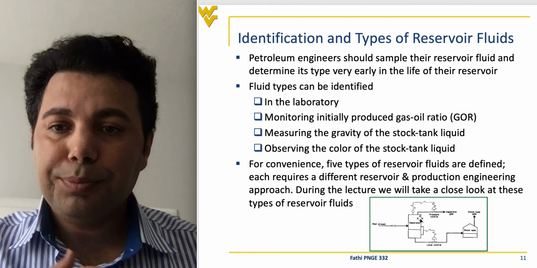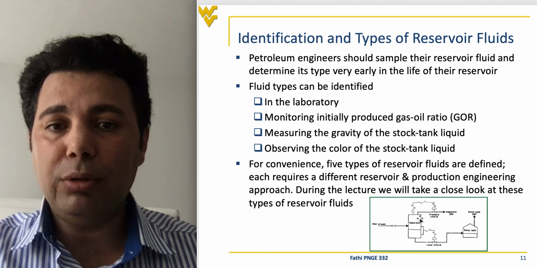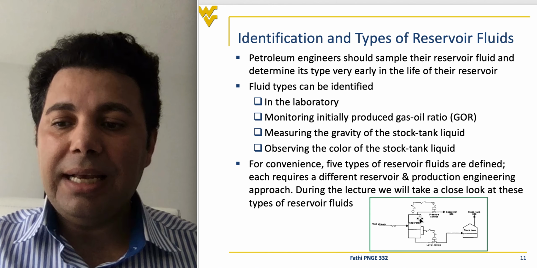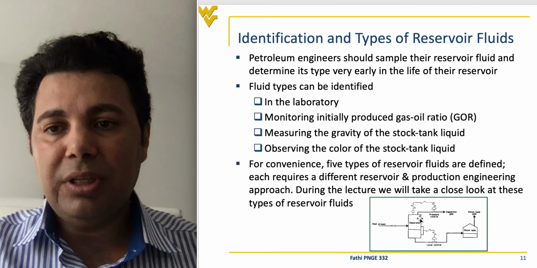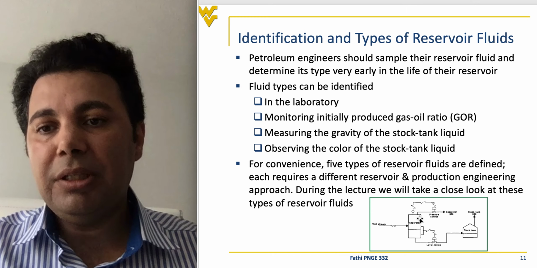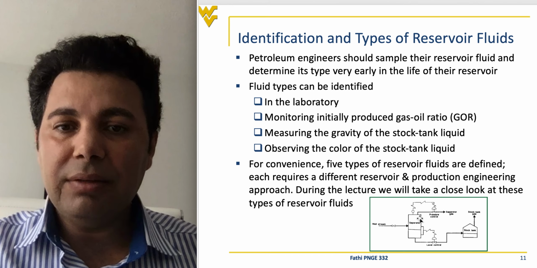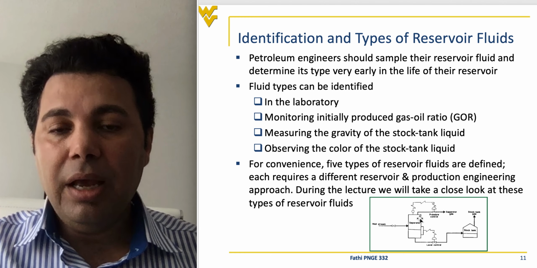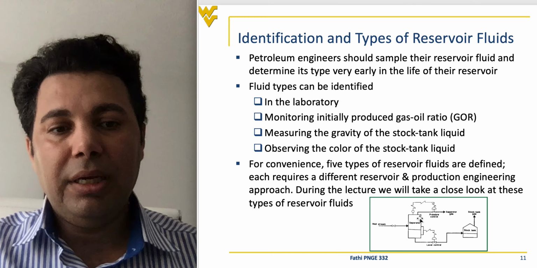The next thing is to look at the stock tank oil gravity. We are looking at the oil that we are collecting and at its density. In the oil and gas industry, instead of density, we use the API gravity, which we will go over. The API gravity has a relationship to the specific gravity of the oil, and the specific gravity is simply the density of oil normalized by the density of water. Based on the API of the oil we collect, we can come up with an idea of what type of reservoir fluid we have. We can also look at the color of the oil, which also gives us some indication.